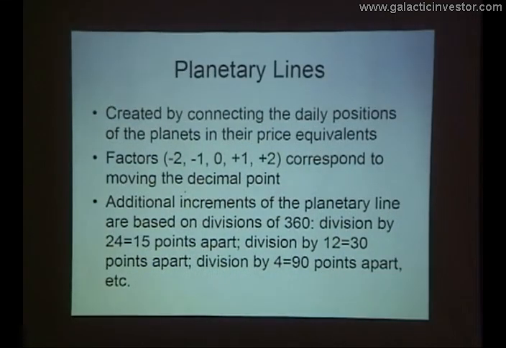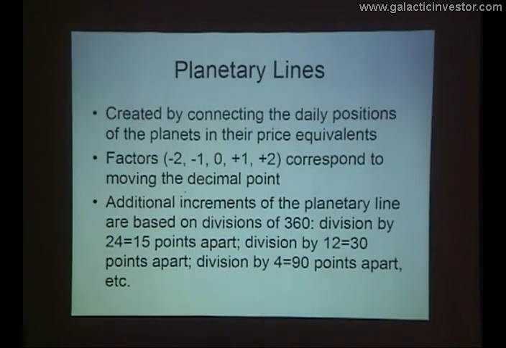So we create the lines by connecting the daily positions of the planets with their price equivalents. If we're graphing it out by hand instead of having a wonderful program like Galactic Trader, that's exactly what we do. We sit down and calculate every one of those, look in a book of planetary motion called an ephemeris, and find out where the planet is today, where it is tomorrow, and draw the line between them, converting it on the price chart.